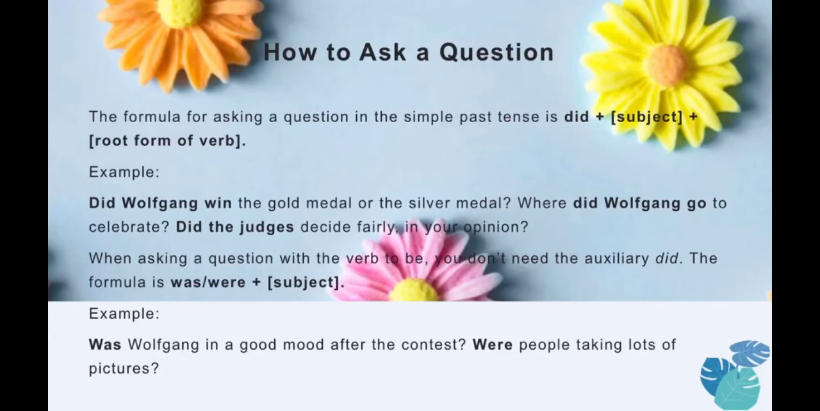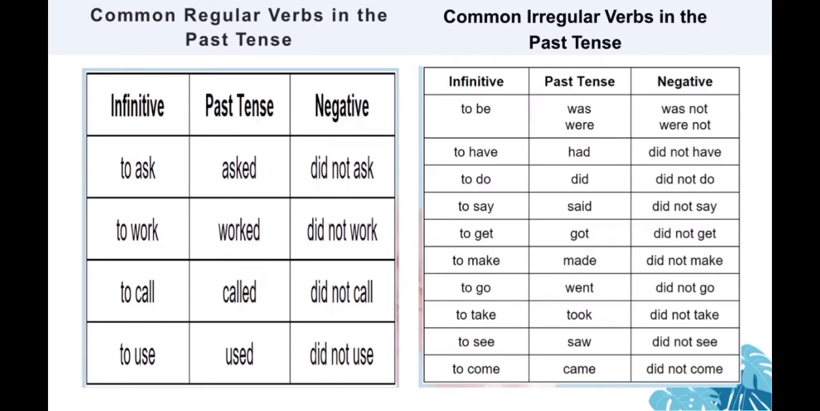When asking a question with the verb to be, you don't need the auxiliary did. The formula is was or were plus subject. Example: Was Wolfgang in a good mood after the contest? Were people taking lots of pictures? So here are the common regular verbs in the past tense and the common irregular verbs in the past tense.